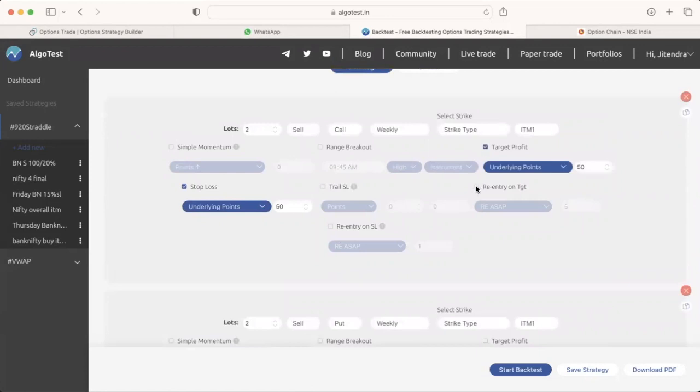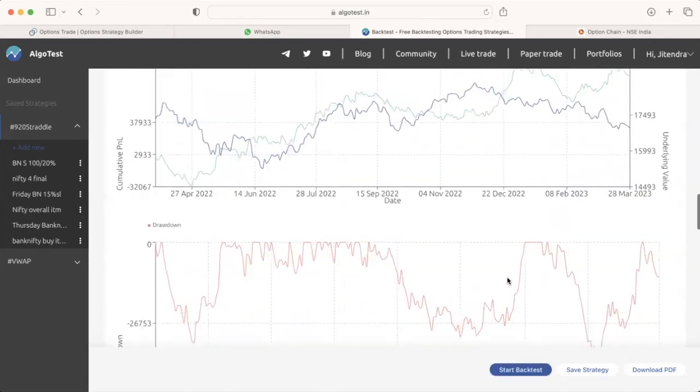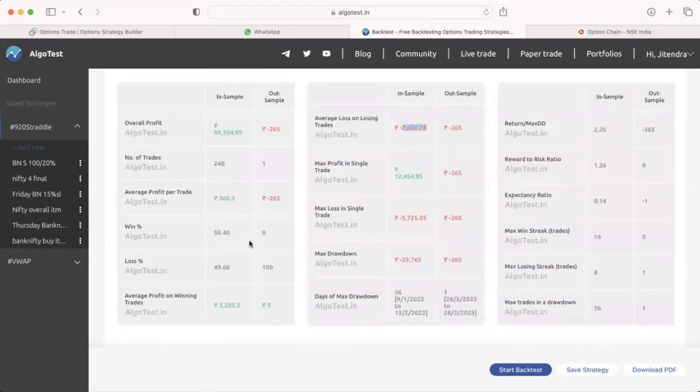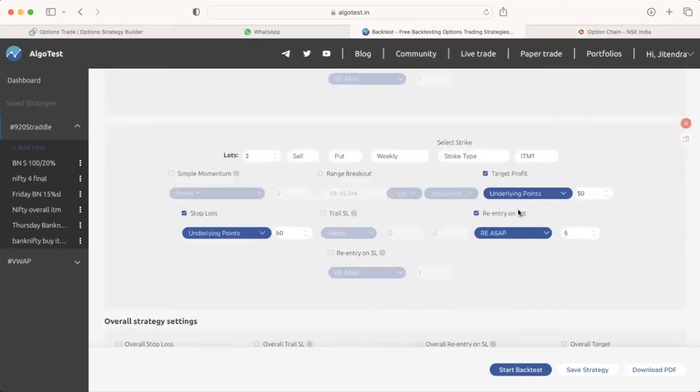Okay, so we'll add the target again, because every time the stop loss gets hit, we will change the strike price of the winning leg. Here again, there is not a huge difference. The average loss has gone down, but the win percentage has also dropped from 70 to 50%. So 70 to 60 to 50. Every time we are doing something, we need to understand that our profits are not increasing, which is not a good sign.